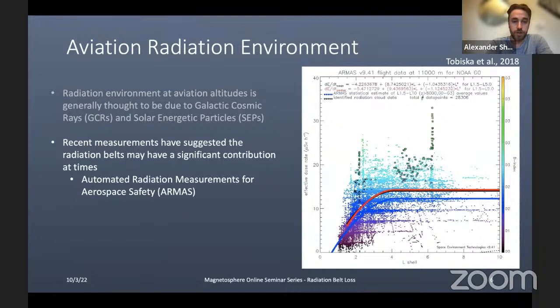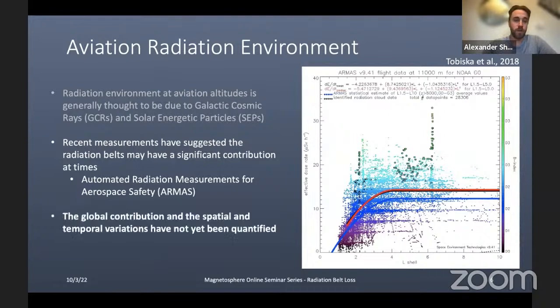They saw that the radiation levels went from the nominal GCR background, increased by about a factor of 2, and then went back down to normal values. They said that this is consistent with a bremsstrahlung beam. But we don't have a global contribution, and we don't know the spatial and temporal variations of the radiation belt contribution to the radiation at aviation altitudes. That has not yet been quantified.